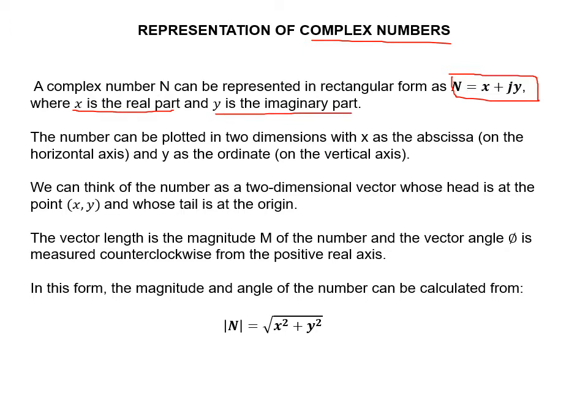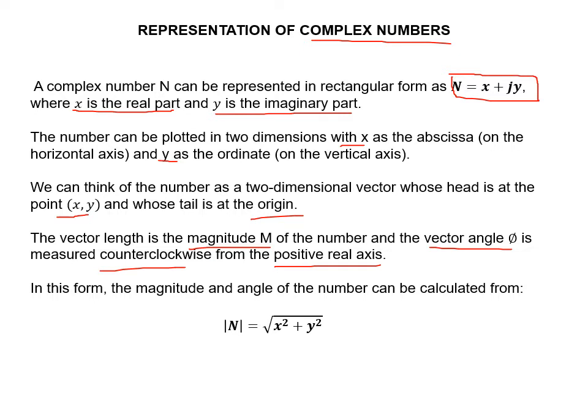So we can plot this in two different dimensions, with x and with y. We've got x on our horizontal axis and y on our vertical axis. The way we can think about this is as a two-dimensional vector whose head is at the point x, y and tail goes through the origin. It's going to have some magnitude, which we're going to call m here, and it's also going to have a vector angle that we're going to call phi. This is measured counterclockwise from the positive real axis, where again, recall our real axis is our x-axis.